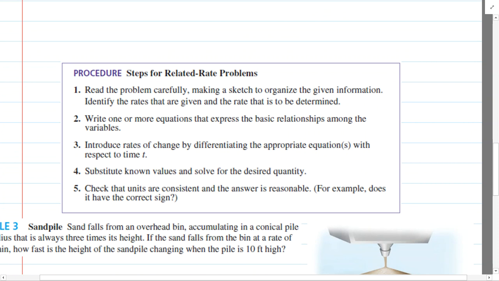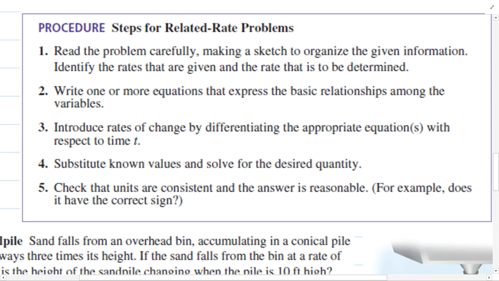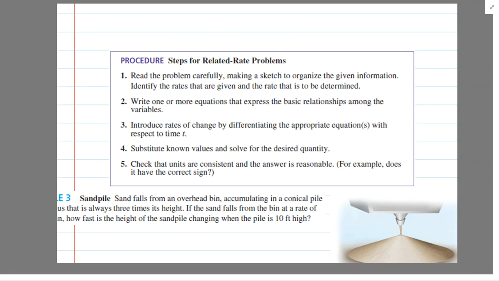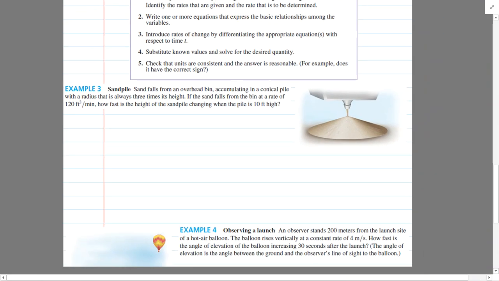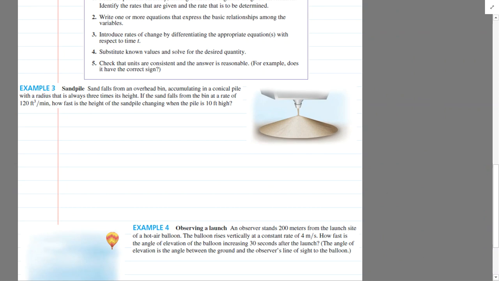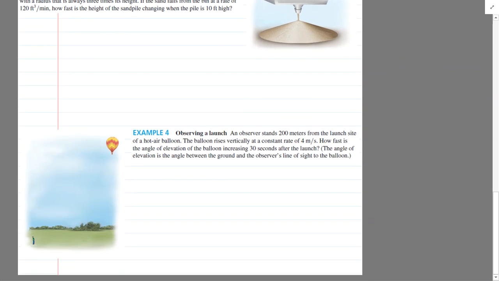Make sure that you take the time and read the procedure or the steps for related rate problems and see if that makes sense to you. And I would challenge you to try example 3 on your own. We'll talk about that when we see each other next. And same thing with number 4. I will say number 4 can be a bit challenging because we are dealing with angles measured in radians. Good luck.